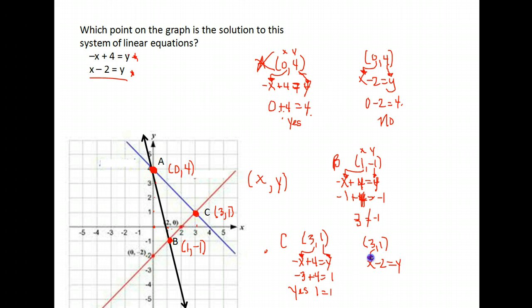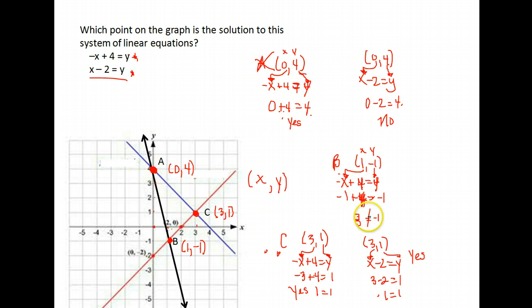Replace the x's with a 3 and the y's with a 1. Is 3 minus 2 equal to 1? Yes, it is. Okay, so that one worked in both equations, so we know that it is a solution because it worked for both equations.